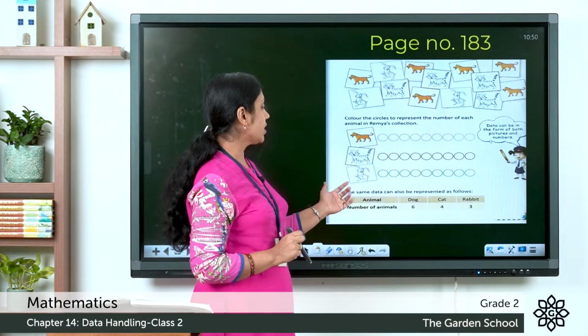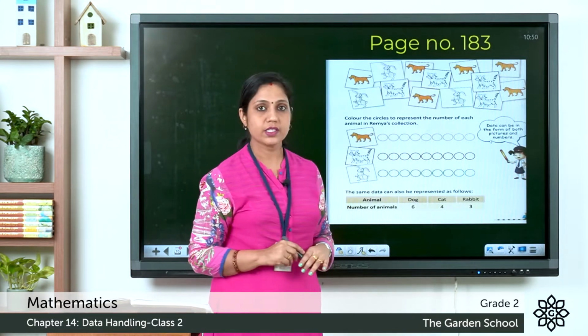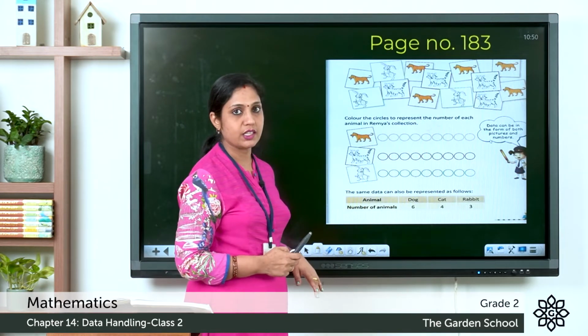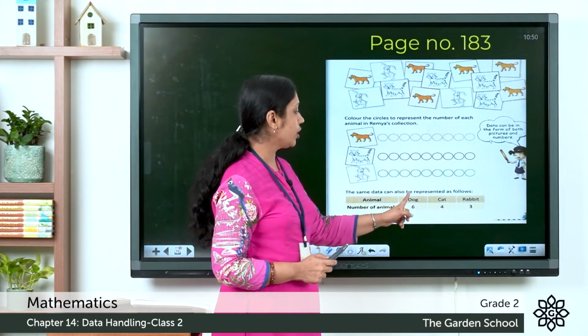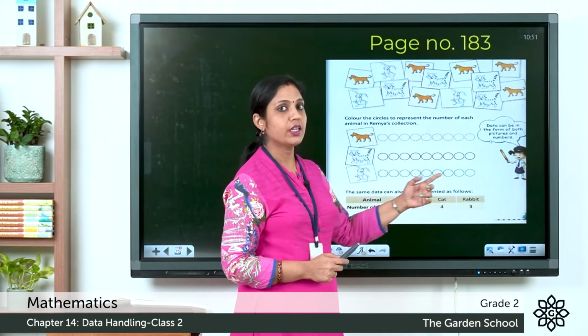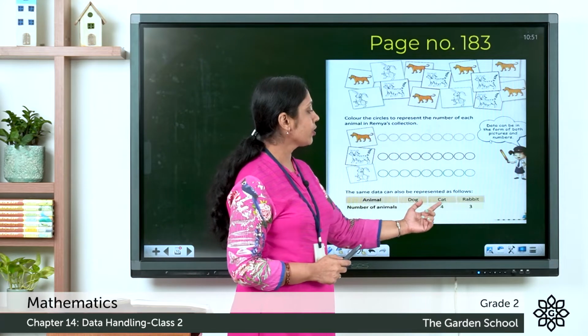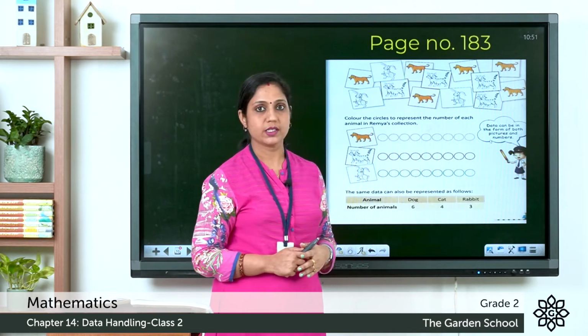Below that you can see the same data can also be represented as follows. So animal is given and number of animals is given. So what all animals are given? Dog, cat, rabbit. And under it you can see the number of animals. There are 6 dogs, 4 cats and 3 rabbits.